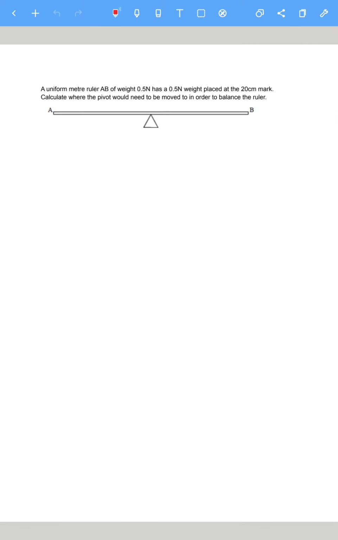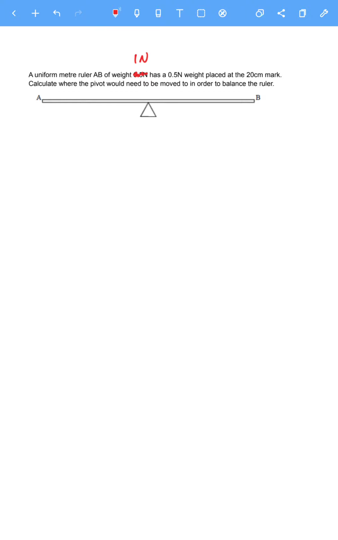So on this one it says uniform meter ruler AB of weight 0.5 newtons has a 0.5 newton weight placed on the 20 centimeter mark. What I'm going to do is to change one of these. So let's change that to 1 newton. So if you want to have a go at that now, that's great. And then I'll take you through the walkthrough solutions in a moment.